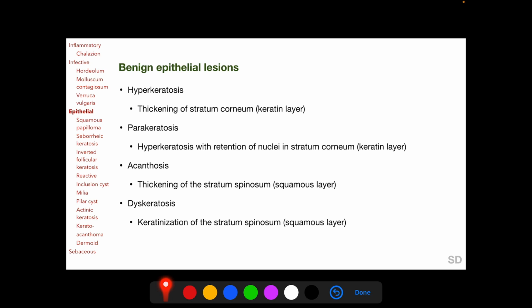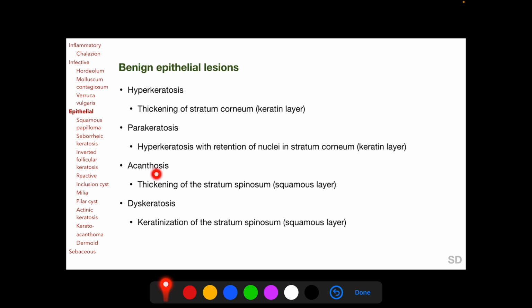In hyperkeratosis, there is thickening of the stratum corneum or the keratin layer of the skin, which is the most superficial layer of the skin. In parakeratosis, there is hyperkeratosis with retention of nuclei in the stratum corneum. Normally, before reaching the stratum corneum, the cells lose their nuclei.